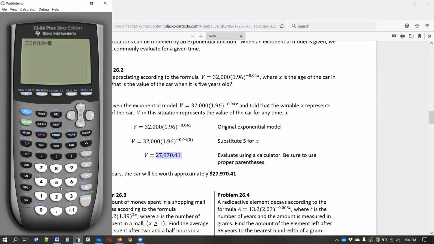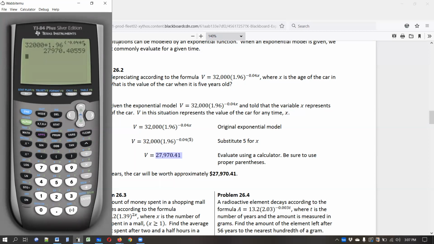32,000 times 1.96. To get the exponential part, you will use this symbol on the calculator. I will open parentheses to make sure that I don't make a mistake. The minus that you need to put is not the operation minus, it's this minus 0.04 times 5, close, enter. 2797 point, in my case, it's 40, but in the workbook, they've rounded up.